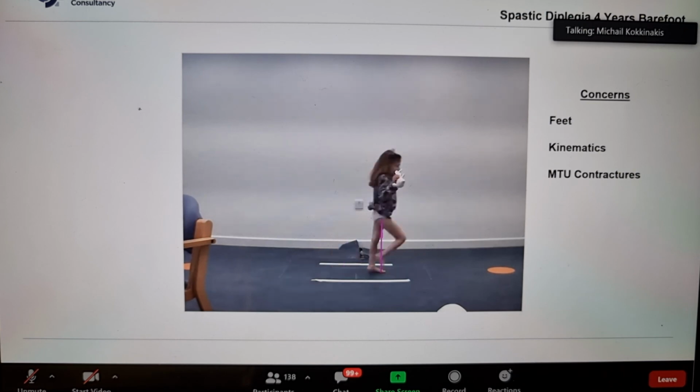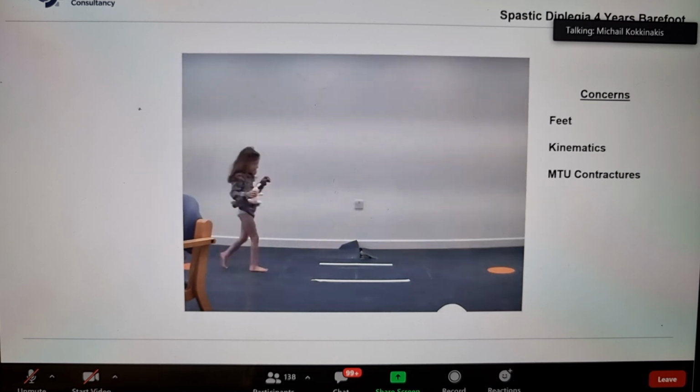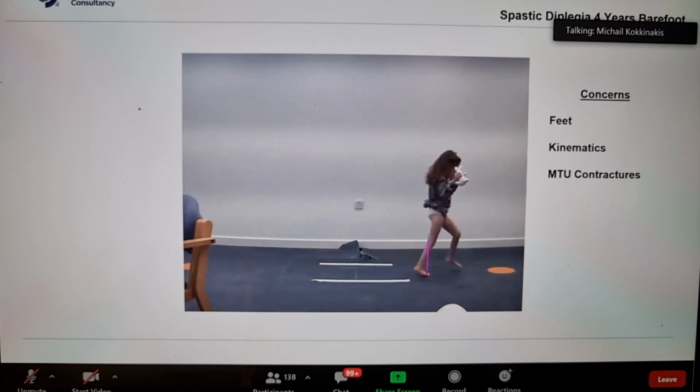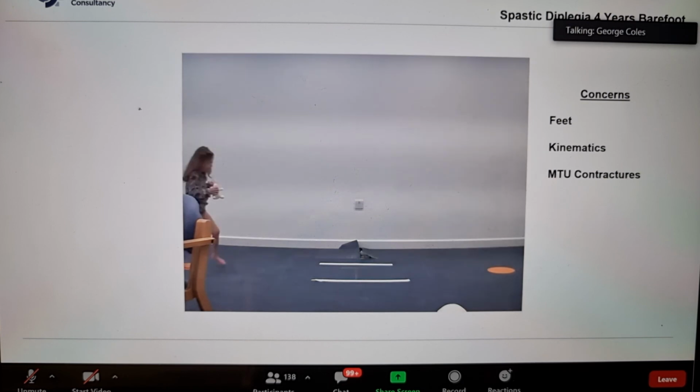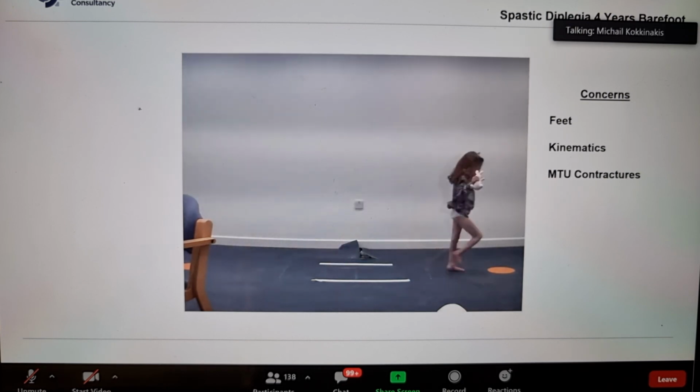This is excellent, Lindsay, because you highlighted two very important ways to help this child. Let's see what George did. They both spoke of an orthotist, George, at this point.